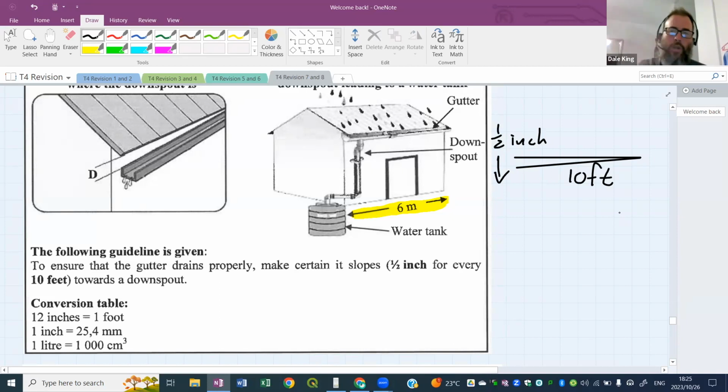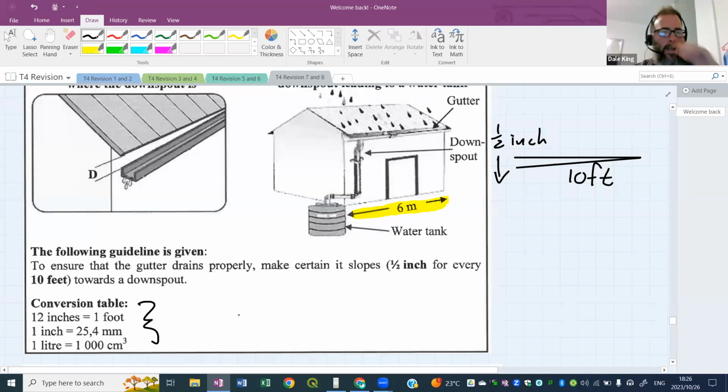If you do 20 feet, then you go 10 feet, ½ inch down, another 10 feet, ½ inch down. So the end will be a whole inch down. I hope you guys understand that. So it's at a slope. We have conversion tables here at the bottom. We're probably going to need that.